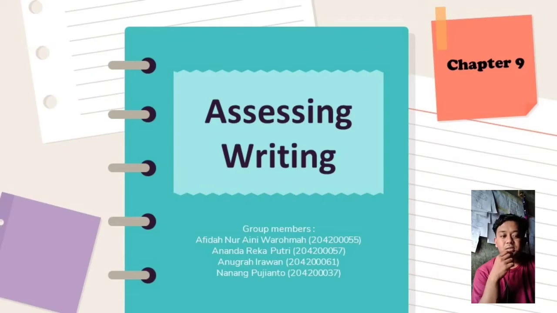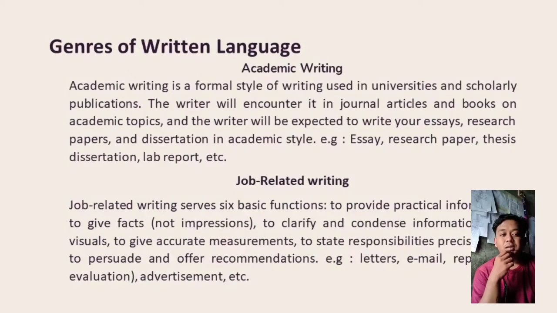Our material today is assessing writing. Genres of written language. First, academic writing. Academic writing is a formal style of writing used in universities and scholarly publication. The writer will encounter it in journal articles and books on academic topics, and the writer will be expected to write essays, research papers, and dissertations in academic style. Examples: essay, research paper, thesis, dissertation, lab report, and etc.